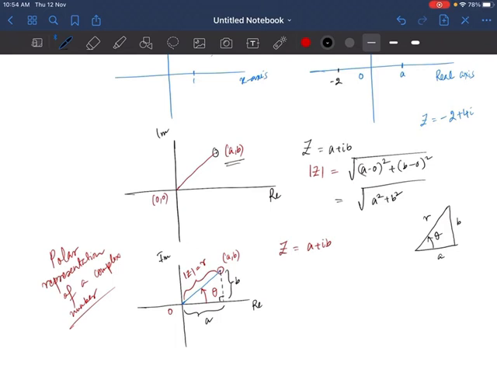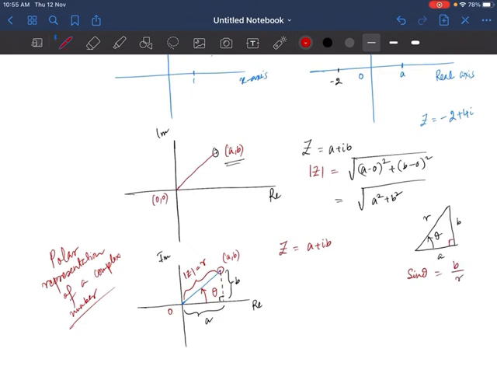Once a right angle triangle is formed, we can express the point (a, b) in terms of sine theta and cos theta. So let us see what sine theta is equal to. Sine theta is equal to perpendicular by hypotenuse, so it is b by r.